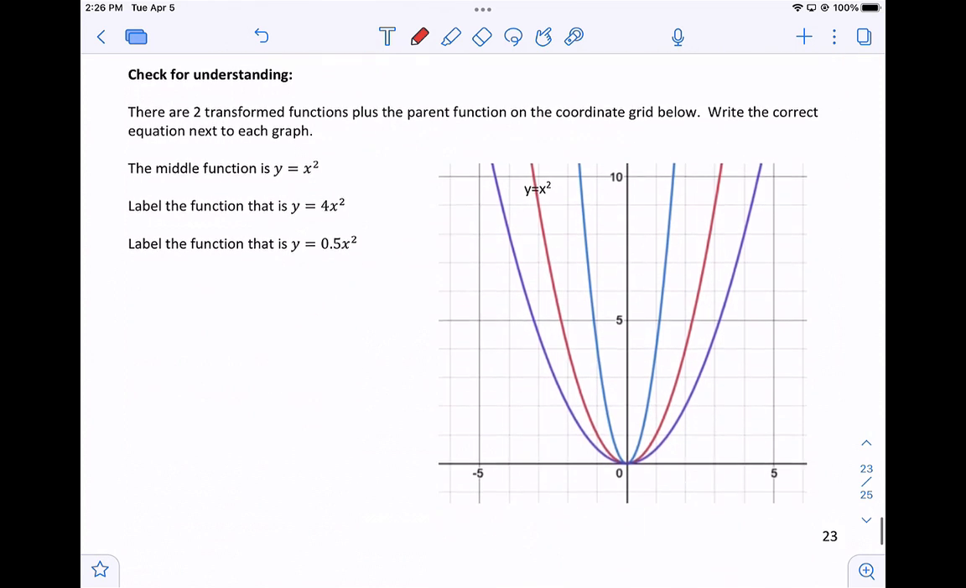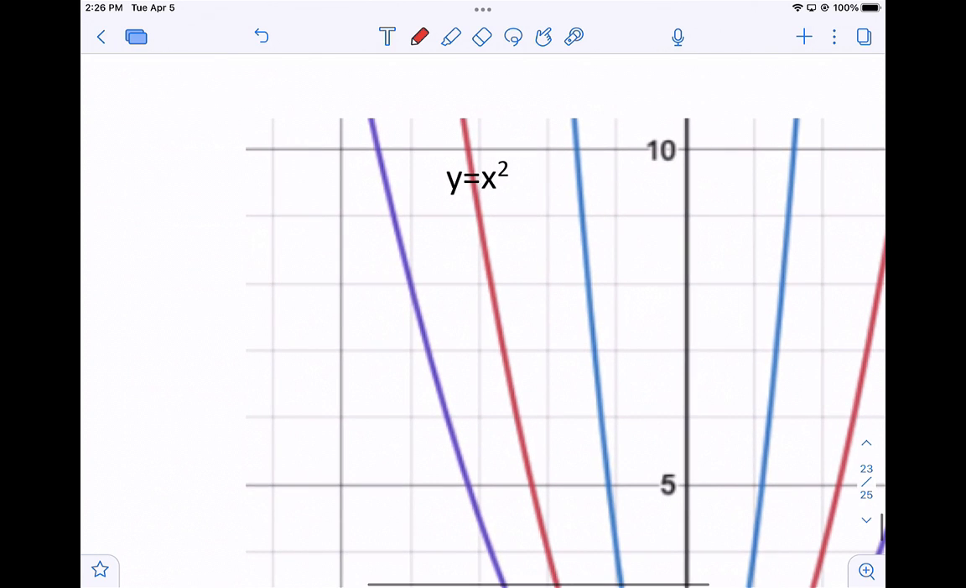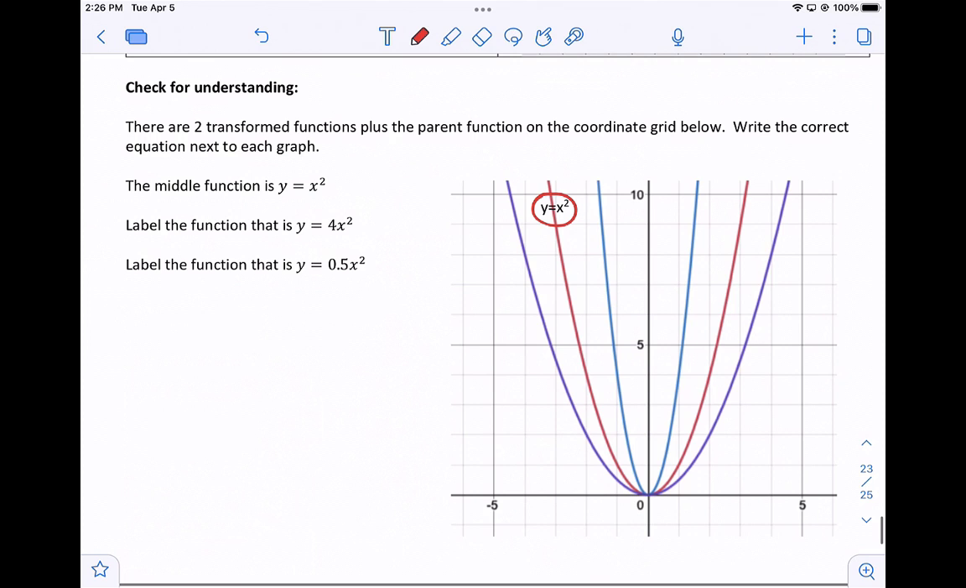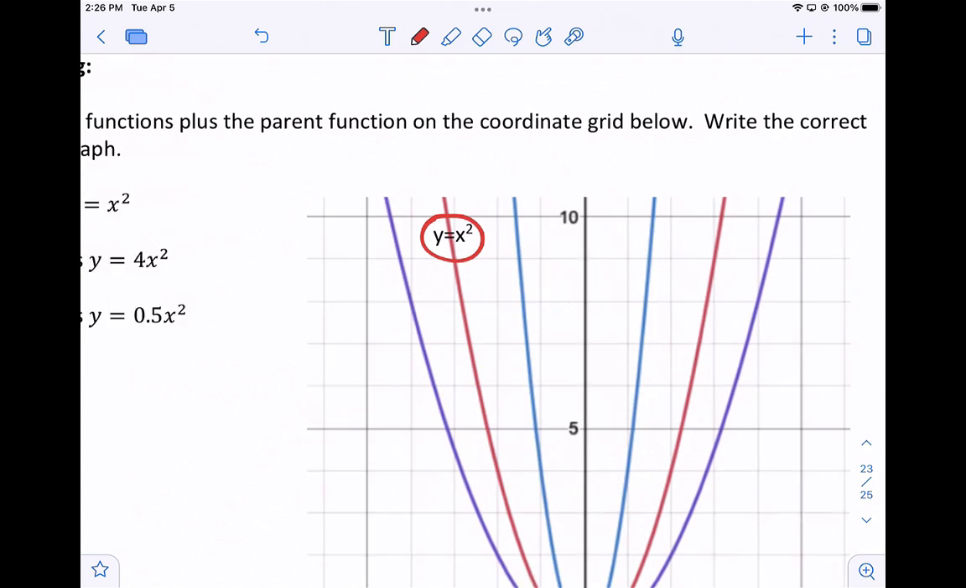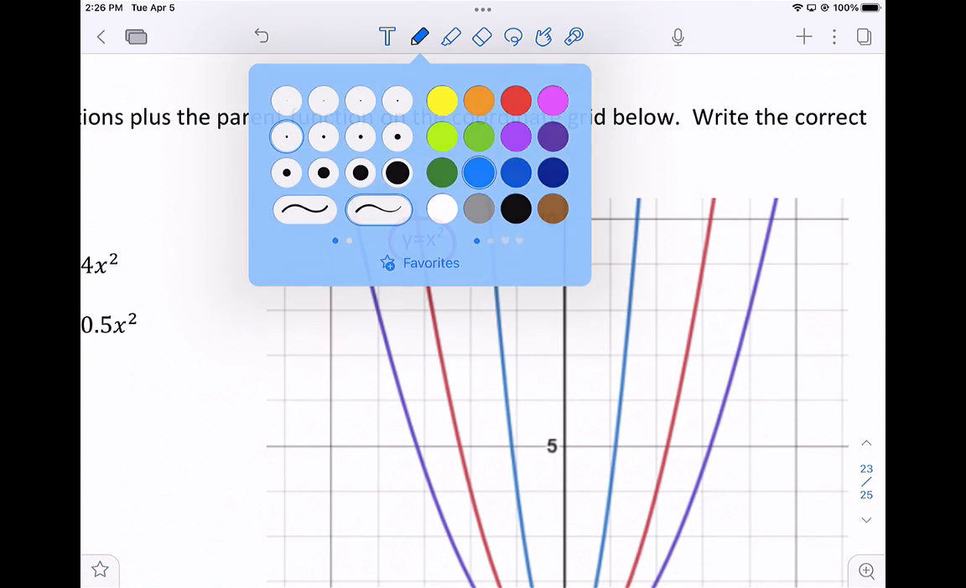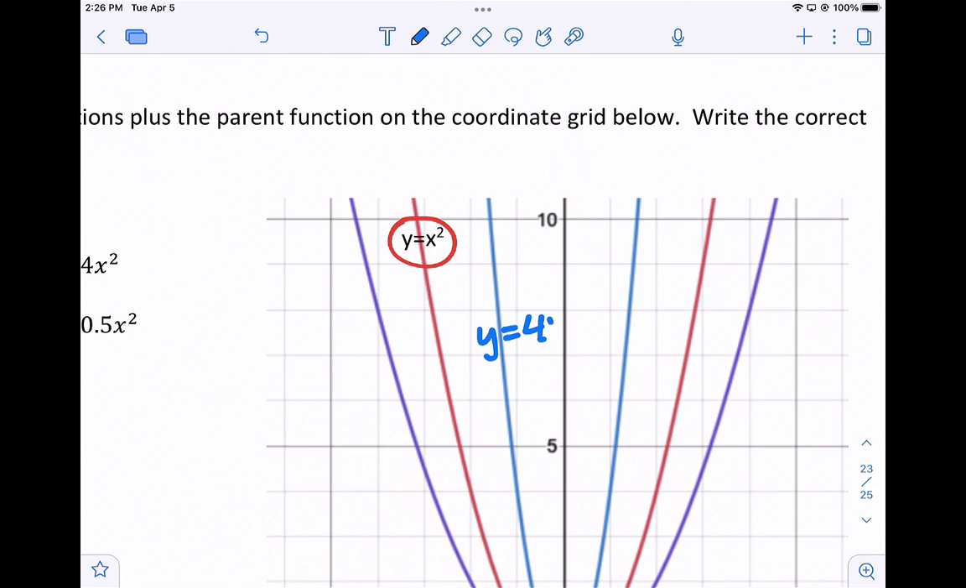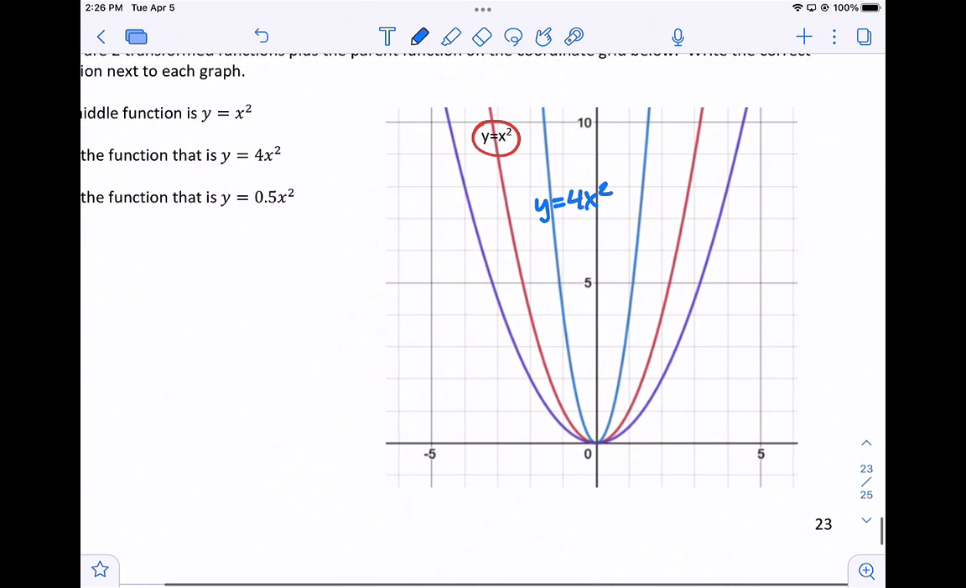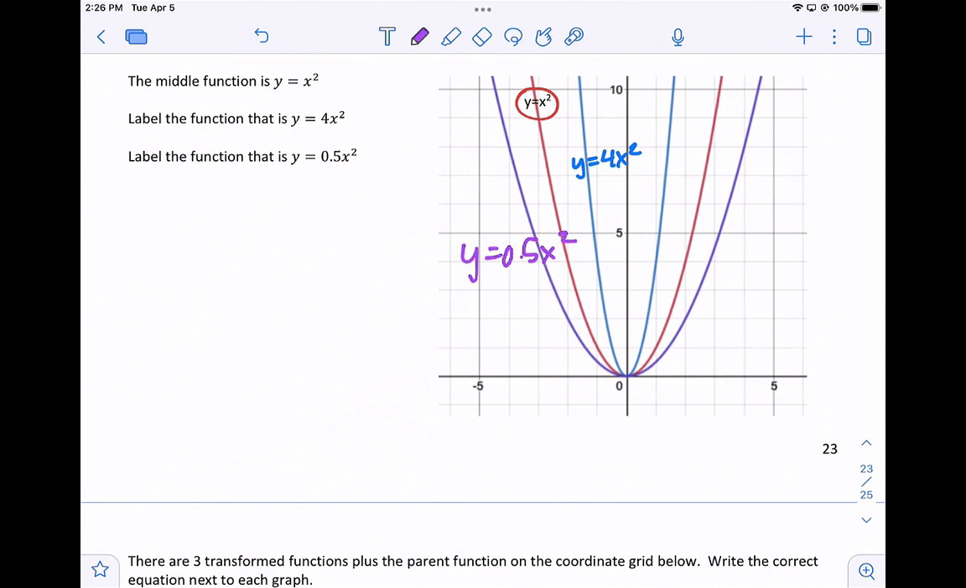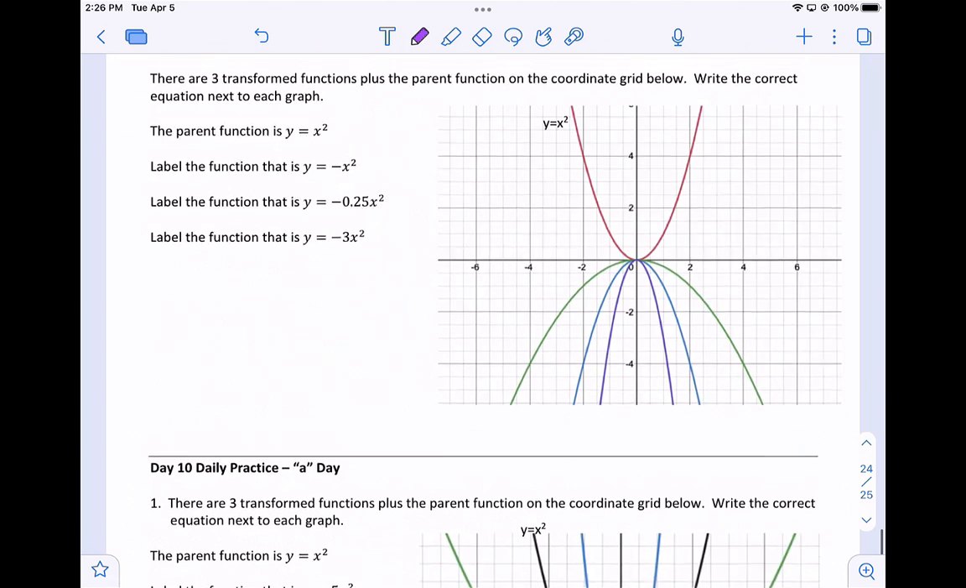So check for understanding. There are 2 transformed graphs plus the parent function on the grid below. So the middle one's the parent function. Can you write the correct equation next to each graph? So I already did that for you. Here is the parent function y equals x squared. So which one's 4x squared? And that will be the one that's skinnier. So this is y equals 4x squared for the skinnier one. And then 0.5 will be fatter than the original. So there's 0.5x squared.